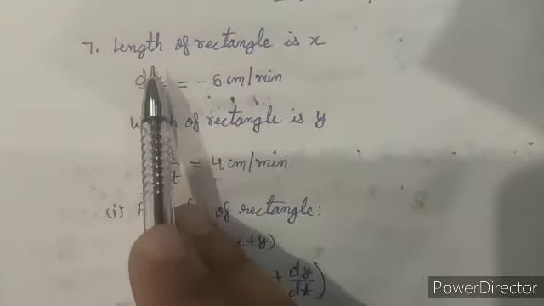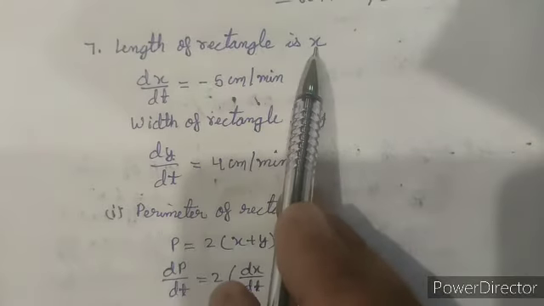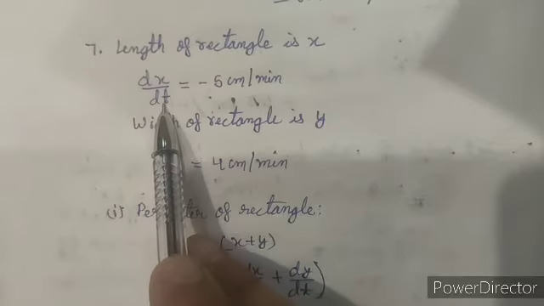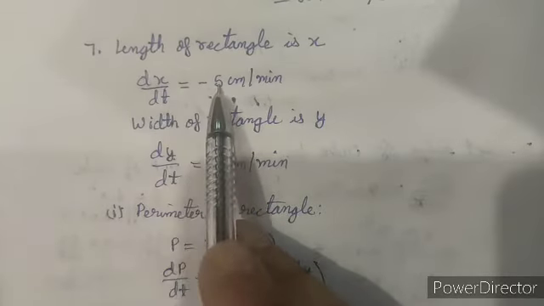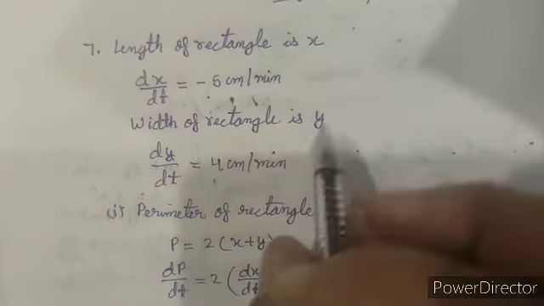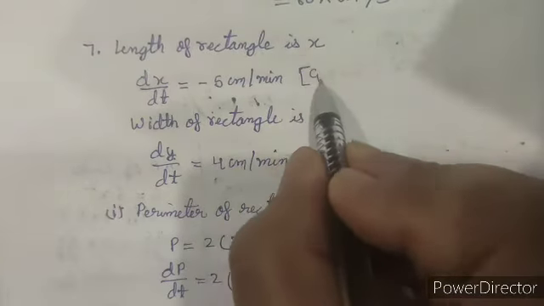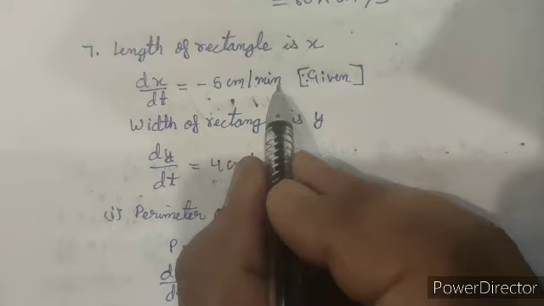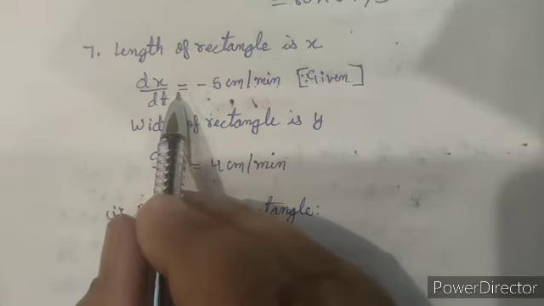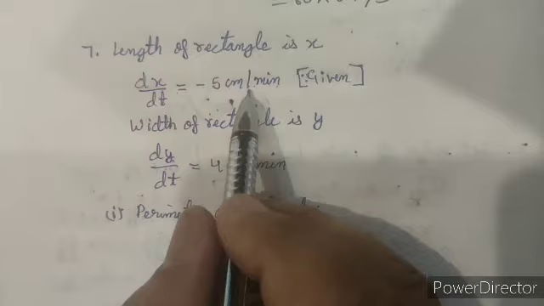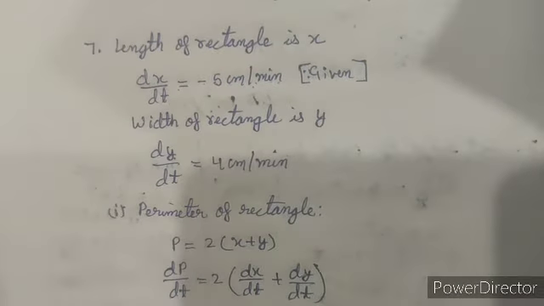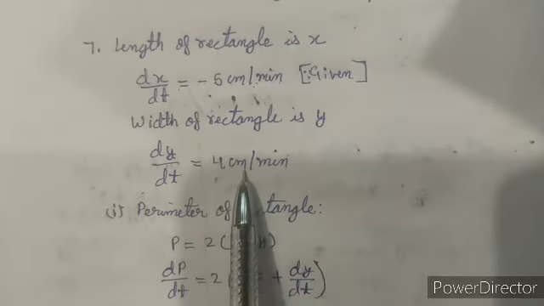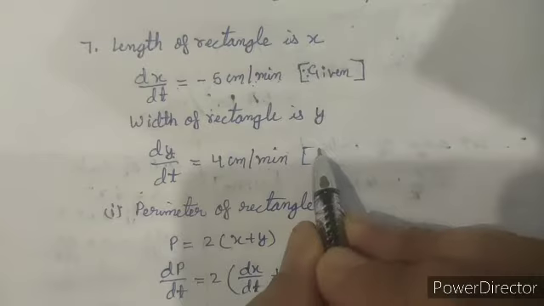At any instant t, the length of the rectangle is x. Then dx by dt, that is the rate of change of length with respect to time, is equal to minus 5 centimeter per minute. It is given to us that the length is decreasing at a rate of 5 centimeter per minute. As the length is decreasing, we will take it as minus 5 centimeter per minute. Now the width of the rectangle is given to us as y, so dy by dt is equal to 4 centimeter per minute. This was also given.